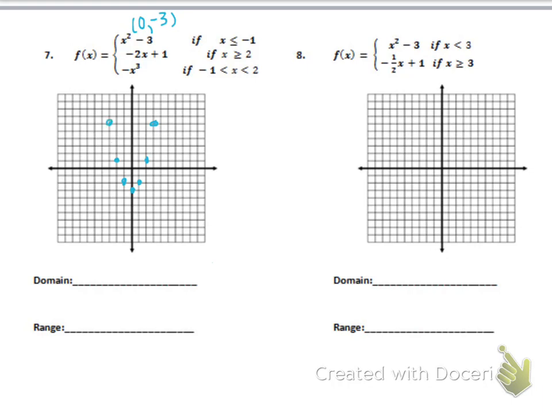Okay, and then I want everything less than -1. So erase everything to the right of -1. And it's a closed dot, so that one's good. And it continues forever to the left.